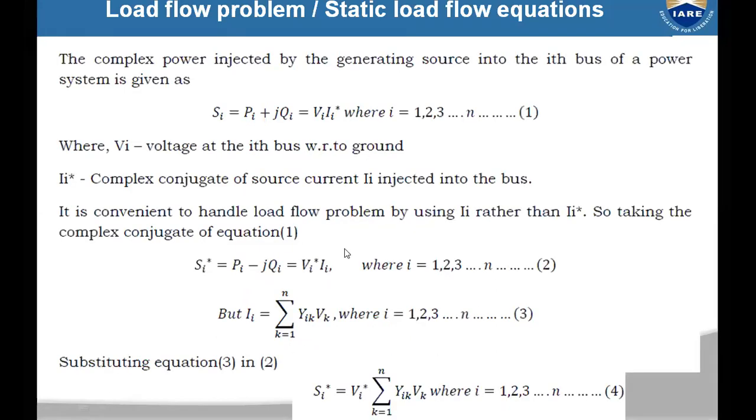So now here, in place of Ii, you are going to substitute that equation. In place of this Ii, you are going to use sigma k equal to 1 to n Yik Vk. So now if you substitute this equation here, then the complex power Si conjugate, you will get Vi conjugate into sigma k equal to 1 to n Yik Vk. Okay, so this is the conjugate of complex power at the ith bus, right?